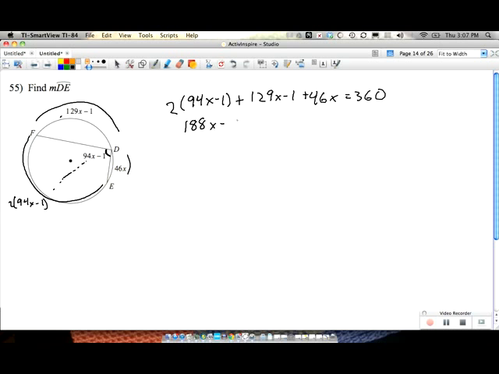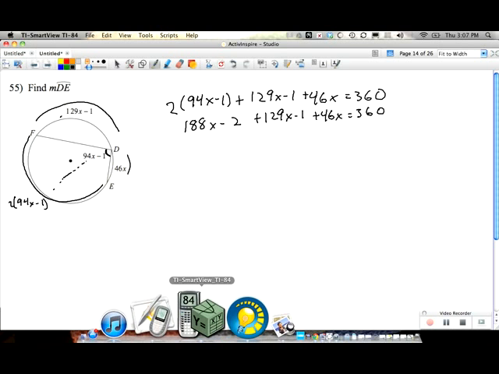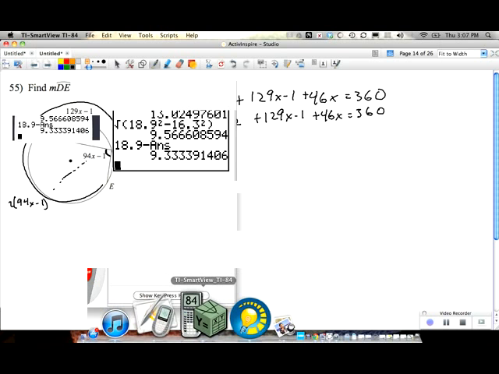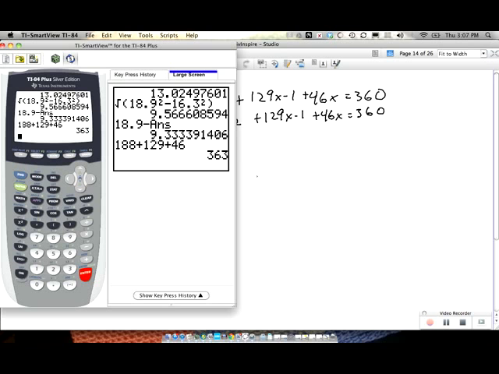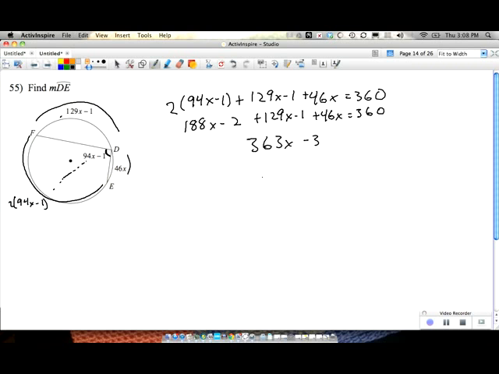So 188x minus 2 plus 129x minus 1 plus 46x equals 360. Well, it's easy enough to subtract these numbers here, and I have a feeling that they're going to come out pretty close to the other number as well. Let's check ourselves with a calculator. Plus 129 plus 46. 363. So 363x minus 3 equals 360.